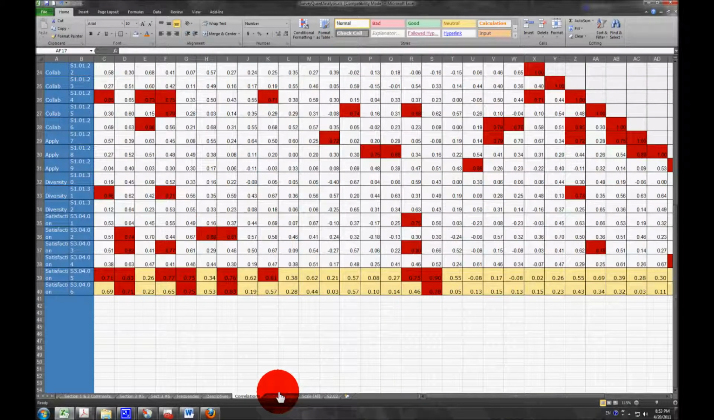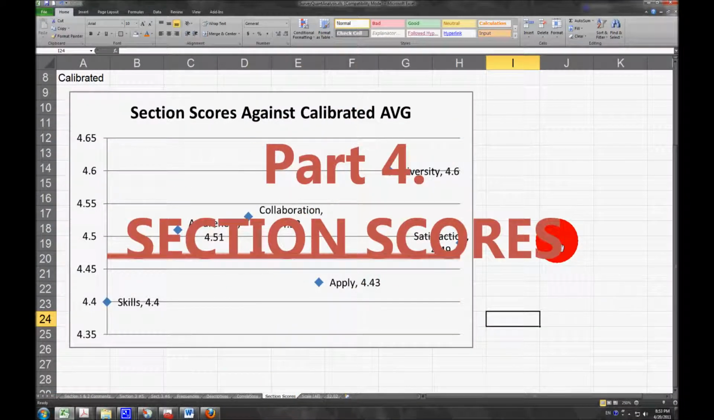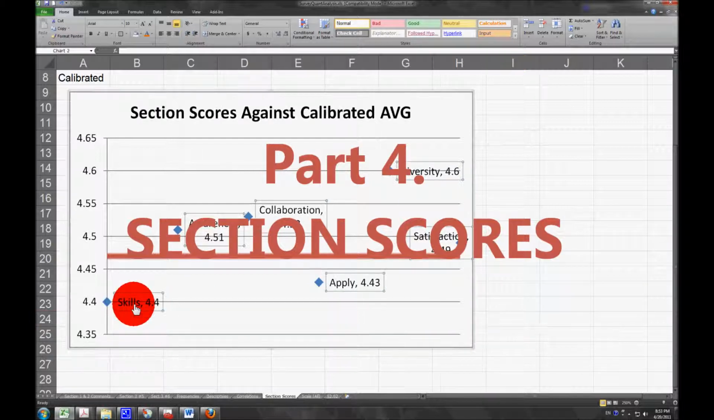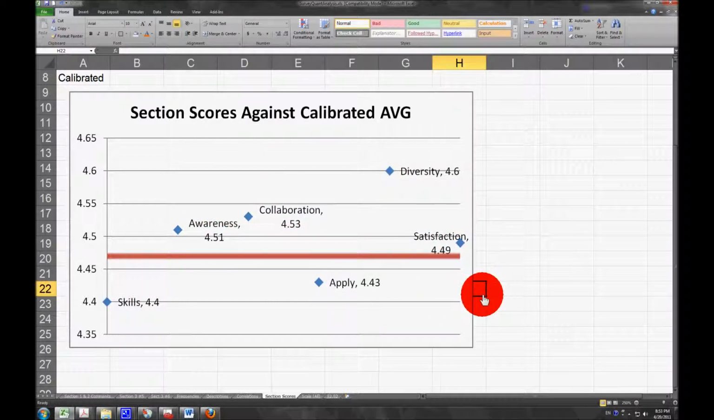When we break it down, we see that there's a high concentration of correlation, strong correlation, among items in the skills section. And in fact, when we measure out the section scores against the calibrated average, we see, interestingly, here that skills, though demonstrating a strong correlation, is actually an area that rated below the calibrated average.